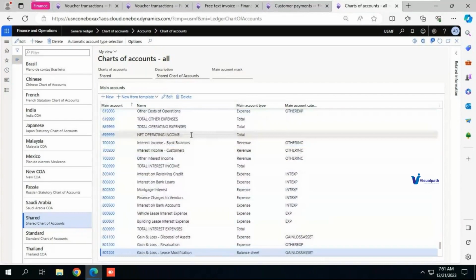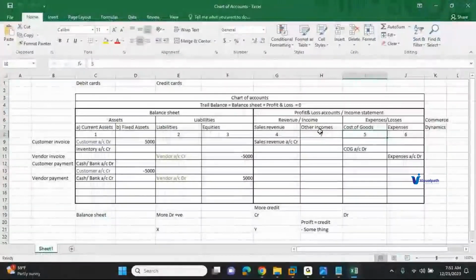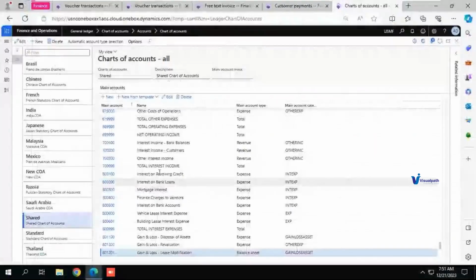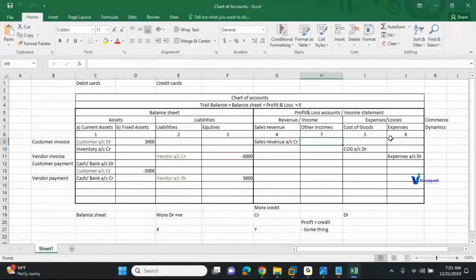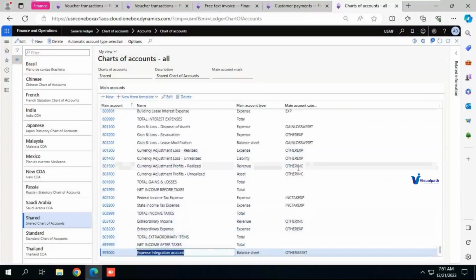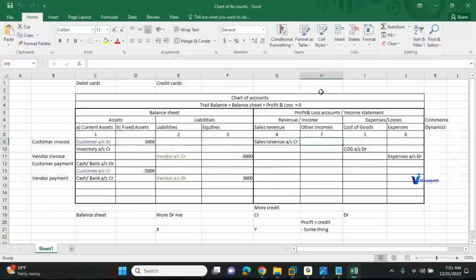Next, 7 series, it is other incomes. Revenue only, it is other incomes. 8 is appropriation. So that 8 is not given here, it is a mix of all. Look at this, it is a mix. Okay. So you need to learn this one, the series.